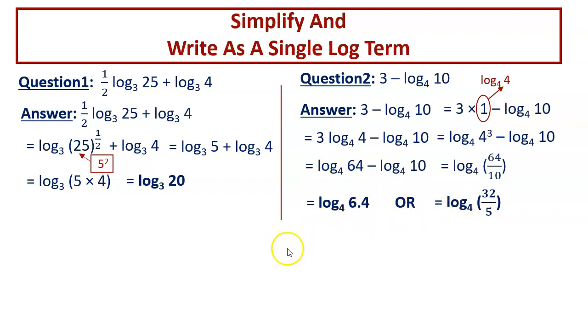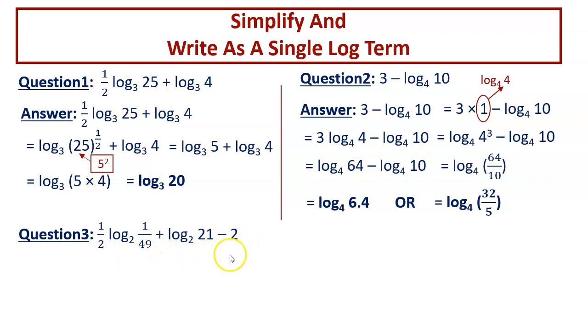Coming to question number 3. Half times log of 1 over 49 to the base 2 plus log of 21 to the base 2 minus 2. Now this time the expression is containing 3 terms. Previously, in the previous 2 questions, we had 2 terms, but in this case we are having 3 terms. And the third term is a pure integer, so we have to write this as 2 times 1 because we need a log term in every term of the expression.